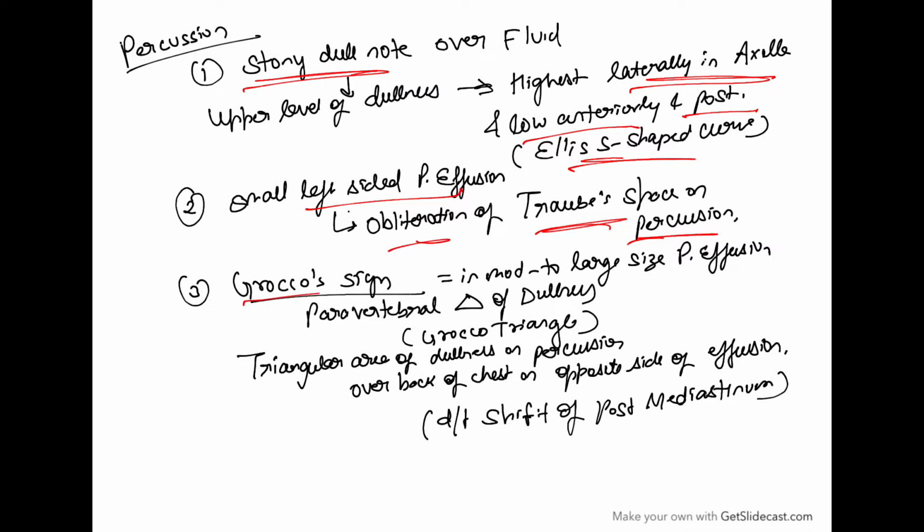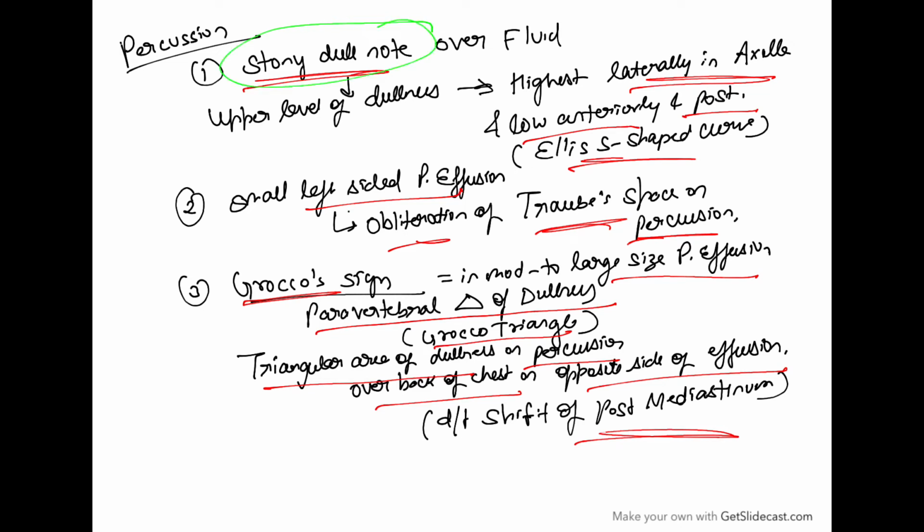And also there is one sign, Grocco's sign. Grocco's sign is seen in moderate or large-sided pleural effusion. There is a paravertebral triangle of dullness, also known as Grocco's triangle. It's a triangular area of dullness on percussion, which is seen over the back of the chest on the opposite side of the effusion. And why is it so? This is because of shifting of the posterior mediastinum. So the very important thing we need to remember is the stony dull note.